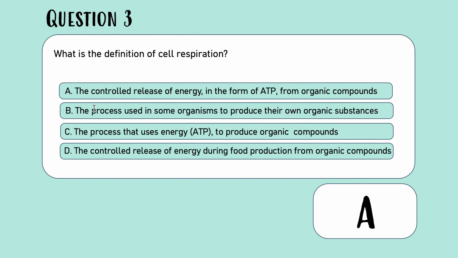It's not B. The process is used in some organisms to produce their own organic substances. No, you don't produce organic substances. You break them down in cell respiration. Photosynthesis can produce organic substances. That's the opposite of cell respiration. This process that uses ATP to produce organic compounds. Nope, that is photosynthesis, not cell respiration. The controlled release of energy, that's true. During food production, no. Cell respiration breaks down food, doesn't produce food. Okay, so the answer is definitely A.